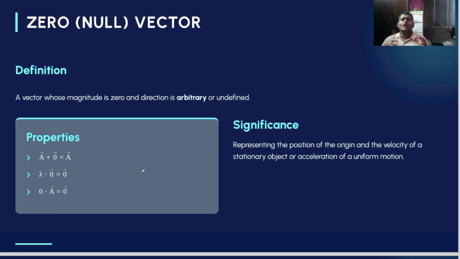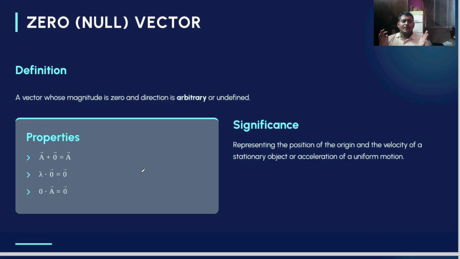Now coming to the zero or null vector. What makes a vector zero? Zero vectors are those vectors whose magnitude is zero, and their direction is arbitrary or undefined. So any vector such as the velocity of a stationary object is a null vector. The significance of the zero vector is representing the position of the origin, the velocity of a stationary object, or the acceleration of uniform motion.